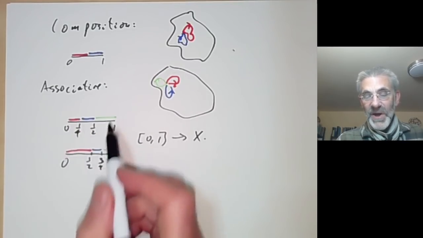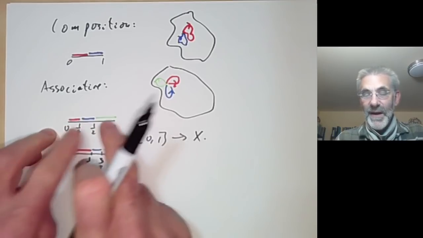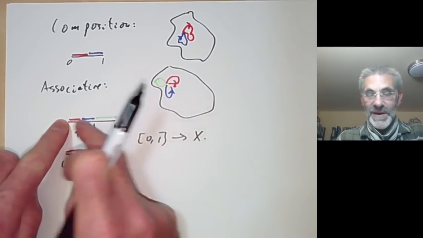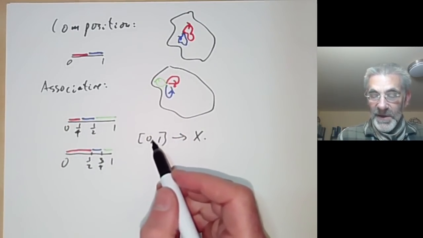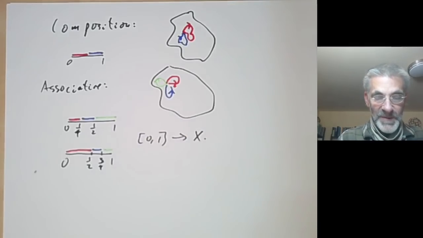However, these maps are homotopic, because you can just reparameterize things by squashing down this green bit and expanding the red bit. So although the loops aren't associative considered as maps from [0, 1] to x, they are associative up to homotopy.